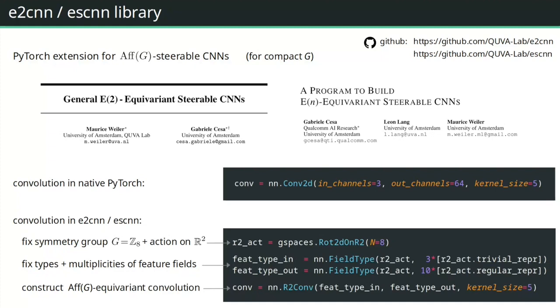Then we need to fix input and output field types for our convolution. For instance, here we have as input field type 3 times the trivial representation, which you would use if you have an RGB image. We could map to 10 fields which transform according to the regular representation of C8. But you could use any combination of fields you want. With this information, we can instantiate our convolution operation. Instead of giving it a number of in and out channels, we now give the input and output field type. Everything like solving this kernel constraint is done internally, you don't have to worry about it. You can just throw that operation on your feature fields, and it guarantees that if your input feature field transforms according to rho in, then your output feature field transforms as it should.